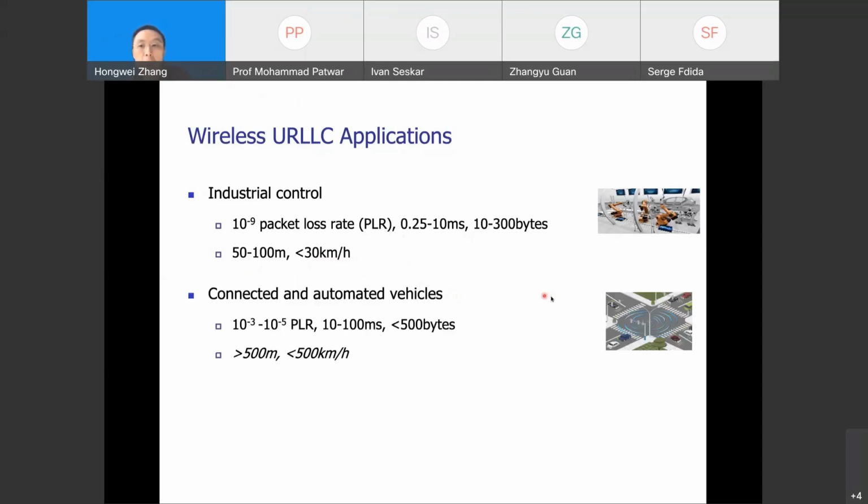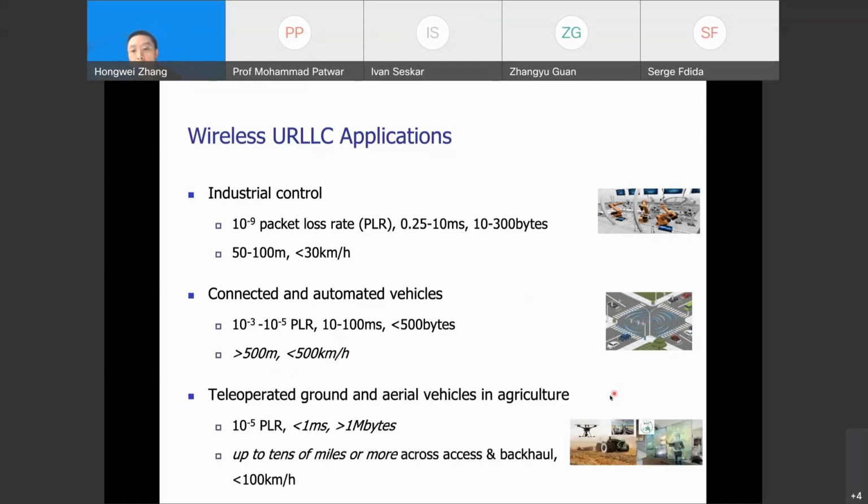And if you look at the outdoor, connected automated vehicles is another sector that folks have been talking about quite a bit. Compared to industrial control, there are a few key differences. One is the time scale: the latency tolerance tends to be a little bit higher, about a factor of 10. Communication range is also a factor of 10 increase, and speed, mobility, probably about two orders of magnitude increase.